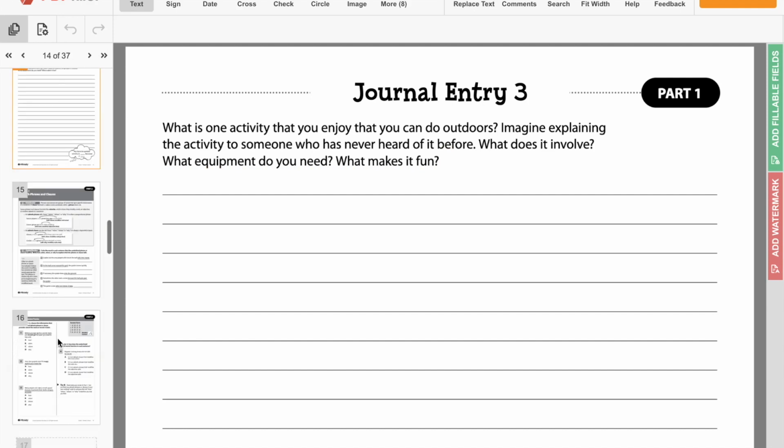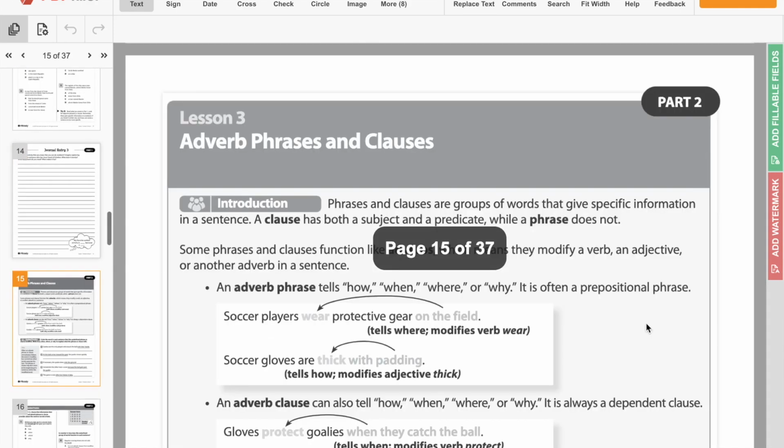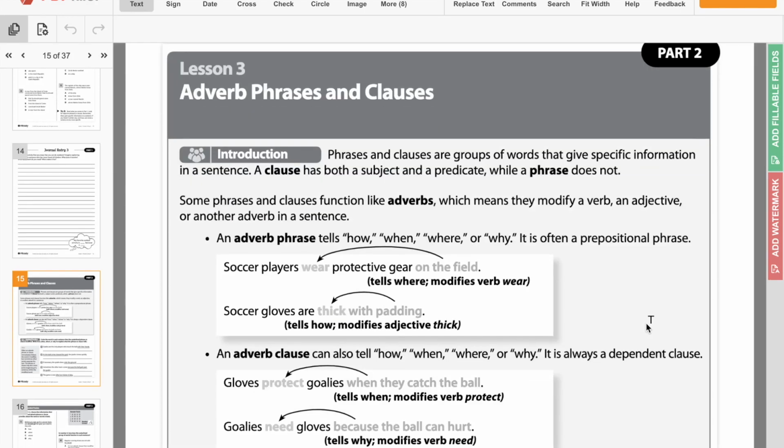So let's look at page 15. We're looking at adverb phrases and clauses. We looked at phrases and clauses before, and independent clauses and dependent clauses, just as a reminder, and it gives you a little bit of a reminder right up here. A phrase has either a subject, a predicate, or neither one, while a clause has both a subject and a predicate.